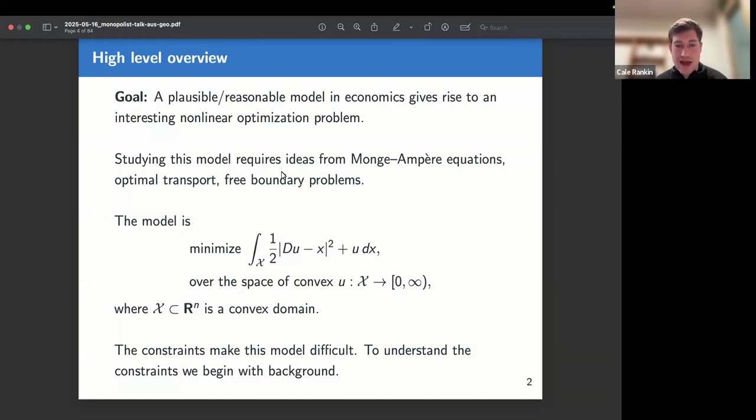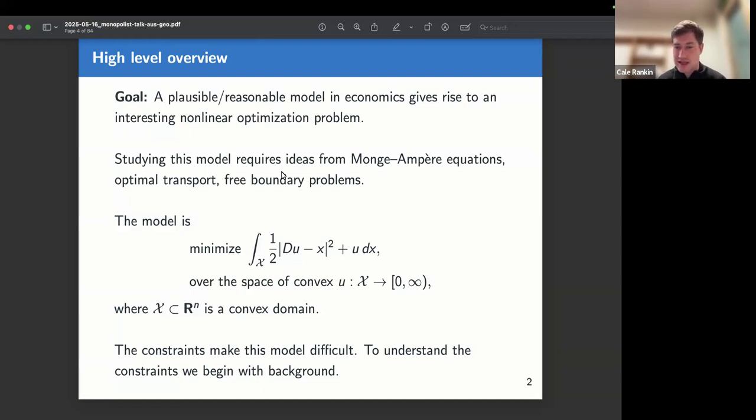It's: minimize the integral of ½|Du − x|² + u over the space of convex non-negative functions. So for anyone with a bit of background in PDEs or calculus of variations, that first line, minimize ½|Du − x|² + u, looks very simple. Looks like something you wouldn't give a talk about in 2025 because it's a pretty trivial problem in the calculus of variations. Where all the difficulty is going to come from today is the fact that we're minimizing over the space of convex functions. So it's the constraints that make this thing difficult, not the functional we're minimizing.